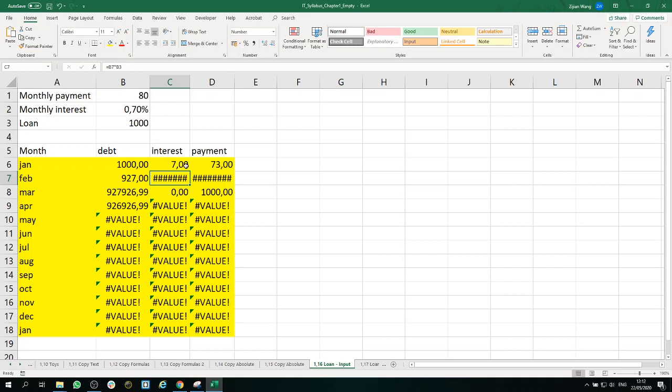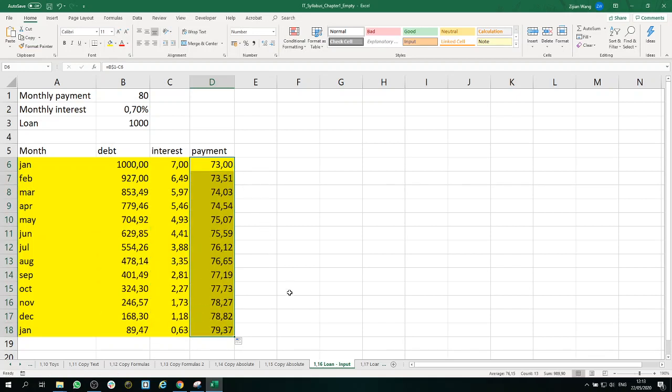Okay, this helps a little. And let's see if the payment needs to be fixed. C6 can be flexible, but B1, yes. Every month you pay 80, and that one is fixed. Again, only fixed by the row is enough. Okay, let's drag it downwards. Oh, it's working for a few lines, so that's a good sign. And also drag this one downwards.